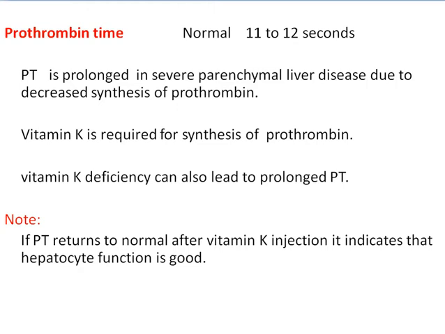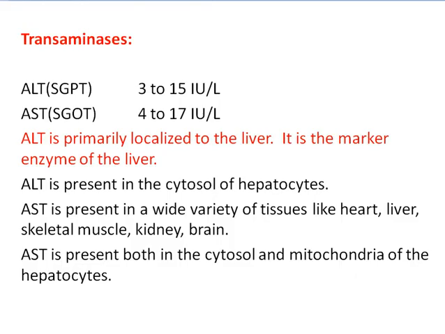Prothrombin time is prolonged in severe parenchymal liver disease due to decreased synthesis of prothrombin, and vitamin K is required for synthesis of prothrombin. Vitamin K deficiency can also lead to prolonged prothrombin time. If prothrombin time returns to normal after vitamin K injection, it indicates that hepatocyte function is good.